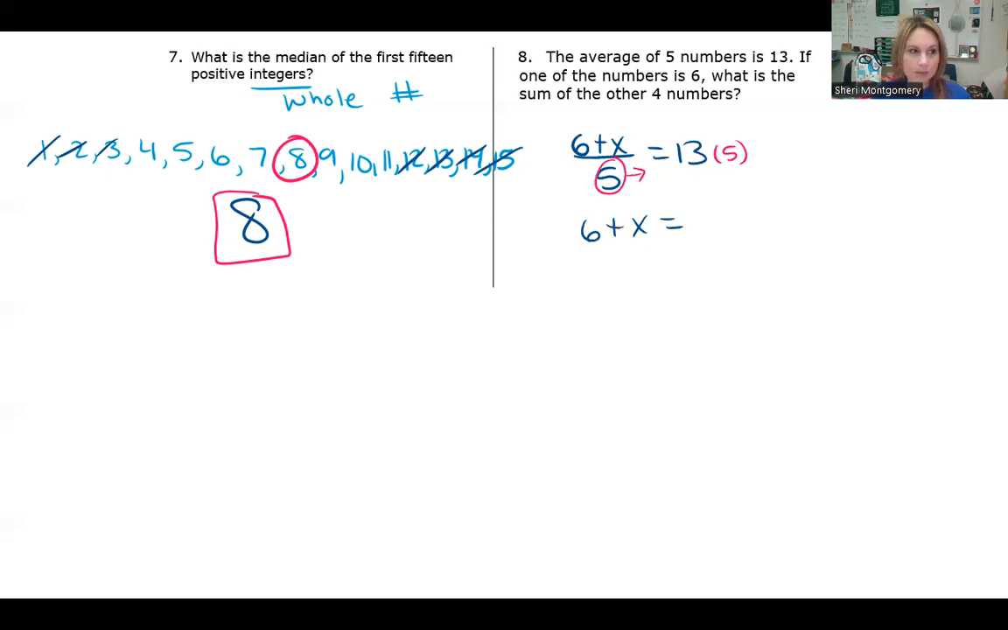What is 13 times 5? 65. All right. Then this we can probably do in our head. We just need to subtract 6. What do we get? 59. Very good. 59.